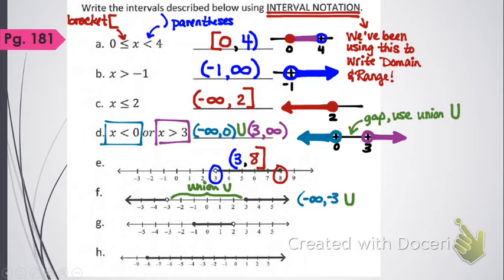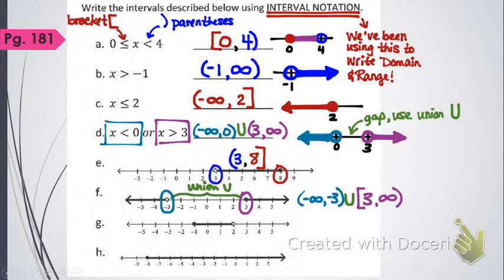Parentheses, because it has an open circle. Where does it pick up again? At 3. Would I need a bracket or parenthesis with the 3? Bracket, because it's filled in. Where would it stop? Infinity.